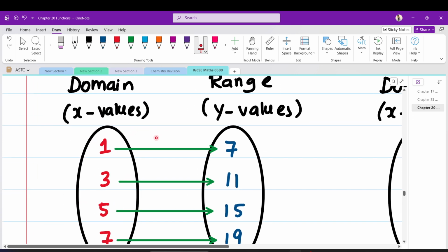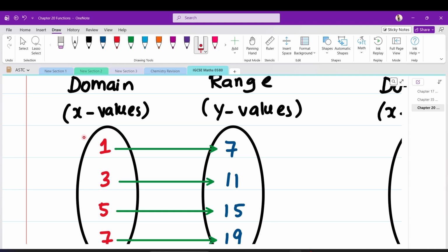Once I plug in the value of 1 into my function 2x plus 5, 2 times 1 is 2, plus 5, that gives us 7. Similarly, 2 times 3 plus 5 is 6 plus 5, that is 11. Then 2 times 5 plus 5 is 10 plus 5, that is 15. And over here we have 2 times 7 plus 5. 2 times 7 is 14, and 14 plus 5 is 19.